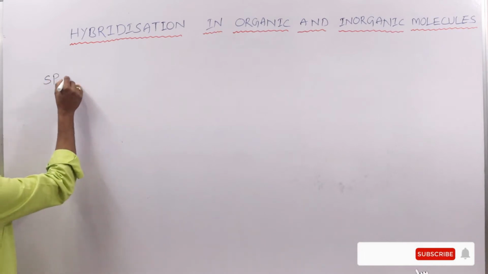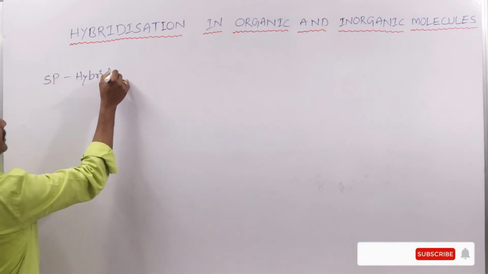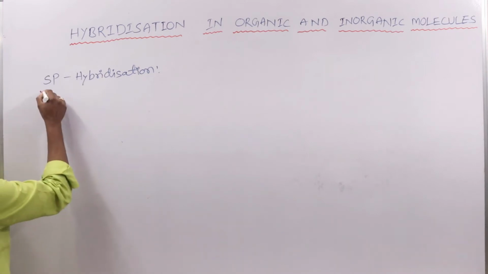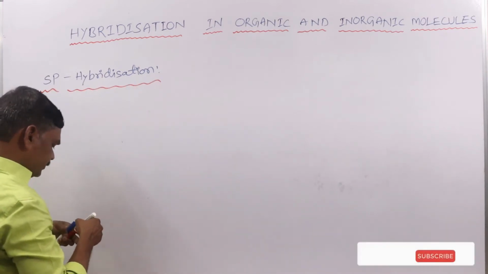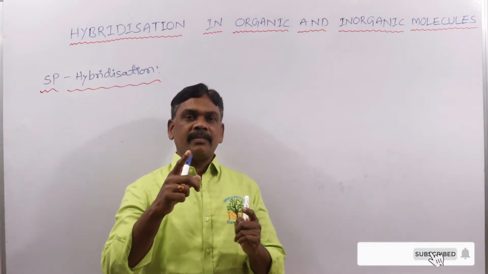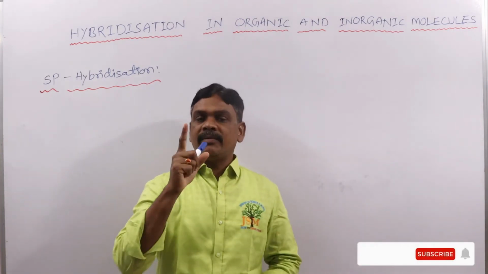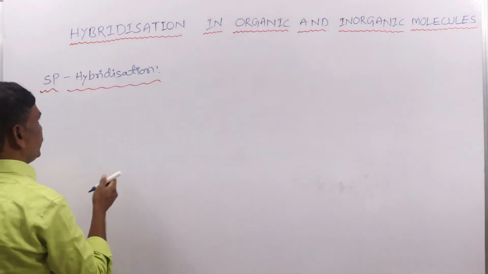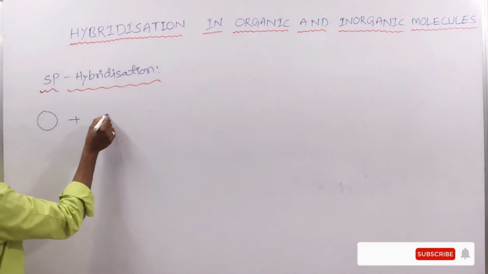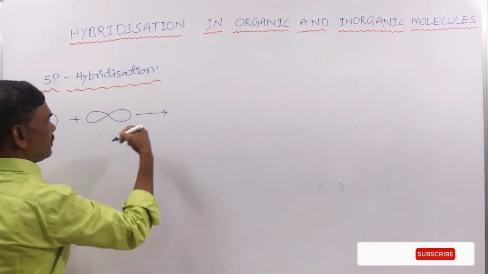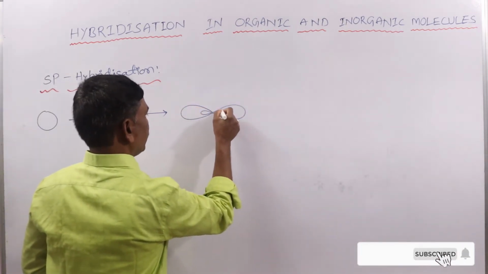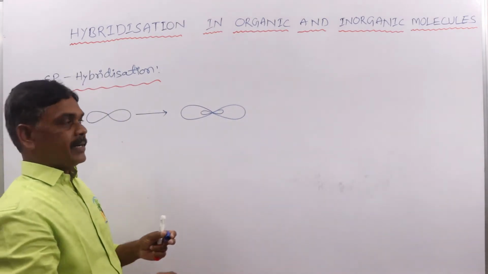The first one I am taking is sp hybridization. So what is sp hybridization? One s orbital and one p orbital combine to give two sp hybrid orbitals. Two sp hybrid orbitals, known as sp hybridization.